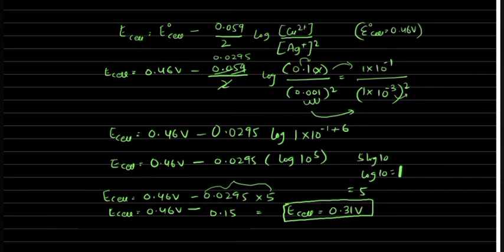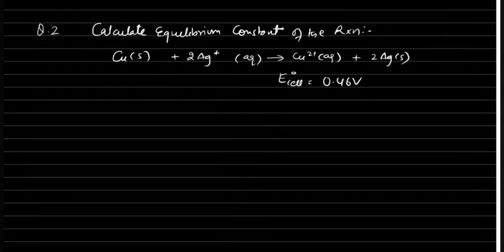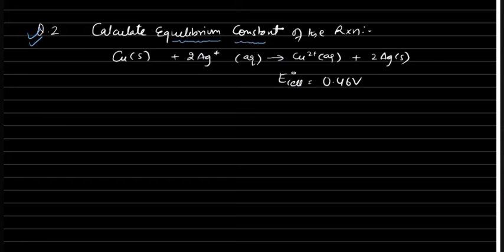Now this is the second question, dear students, which asks us to calculate the equilibrium constant of this reaction in which copper is converted into Cu2+ and 2 silver ions to silver. Everything is the same, only the formula is different. So let us start the solution.